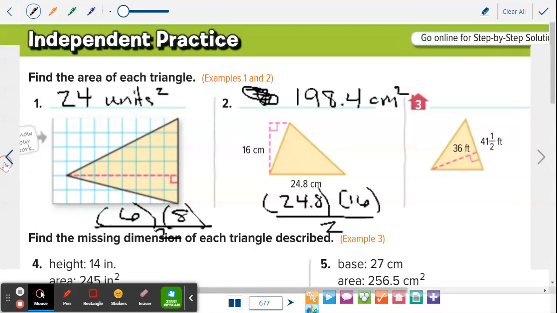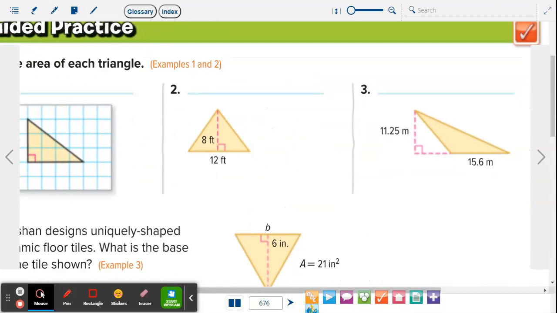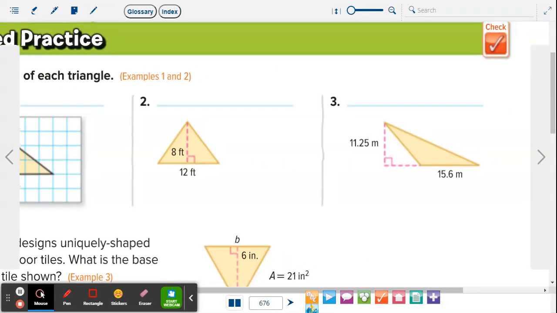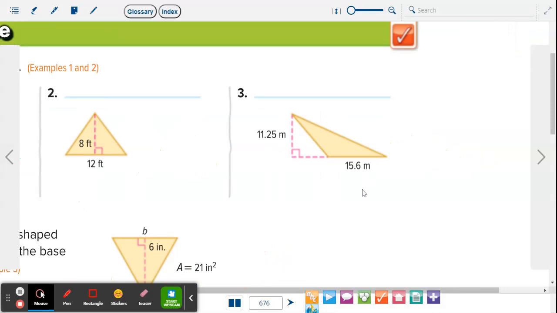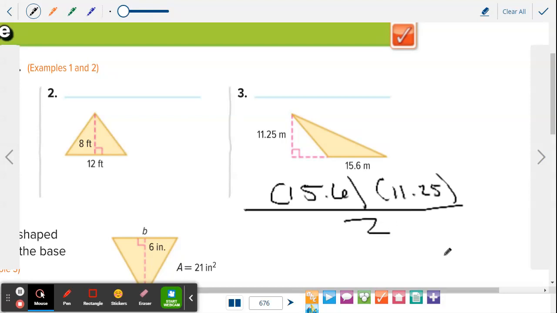All right, let's go back to page 676 because I want to do a couple on here. Actually, we're going to do number 3. Okay, so number 3 here. What's the base? 15.6. What's the height? And then we just multiply those out and divide it by 2.